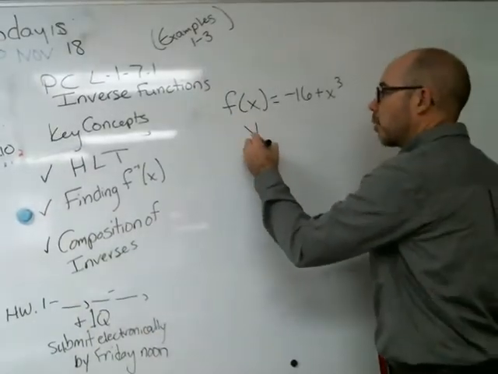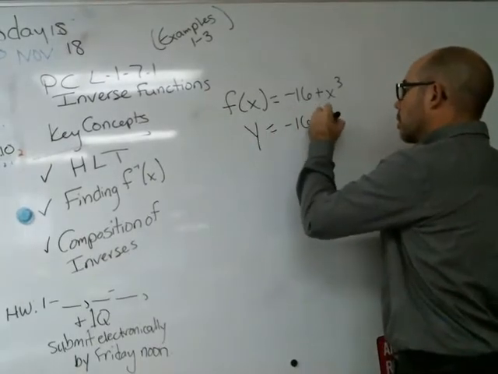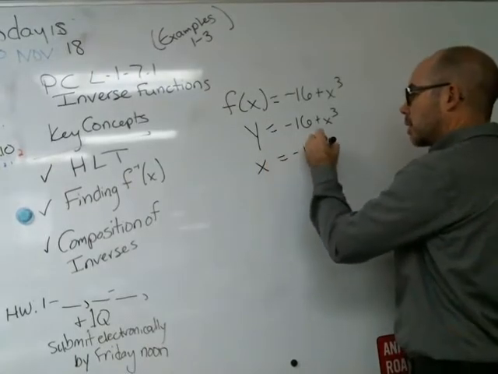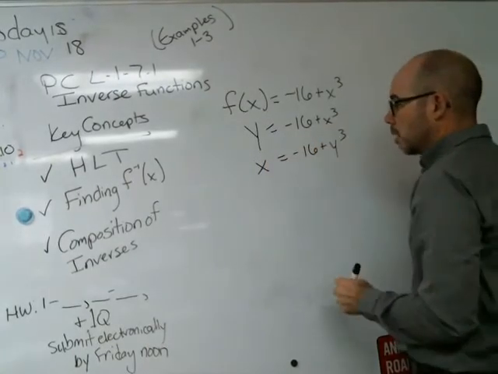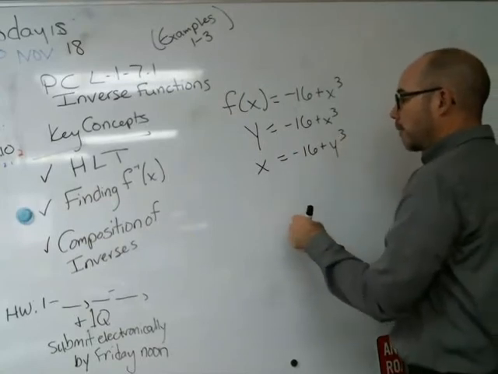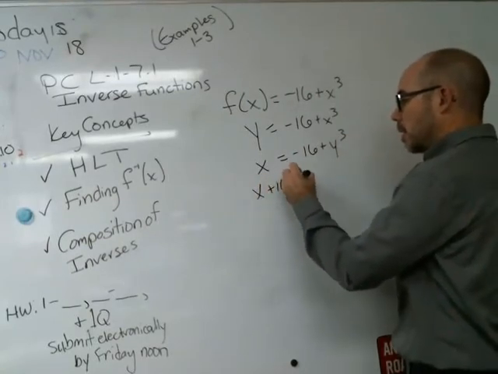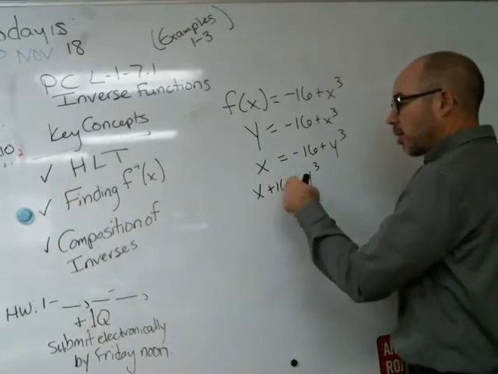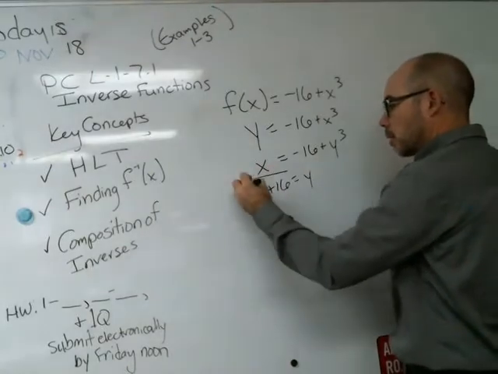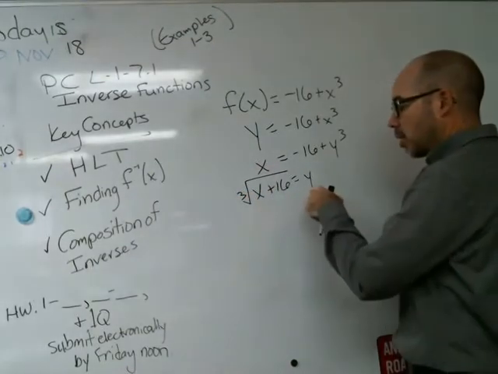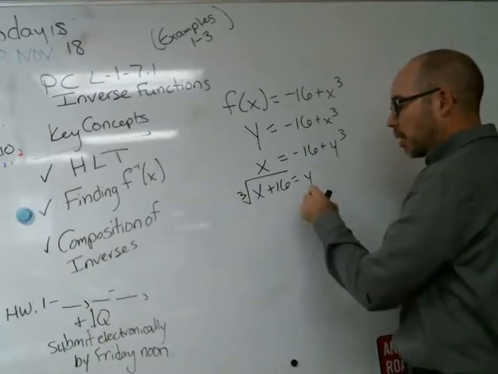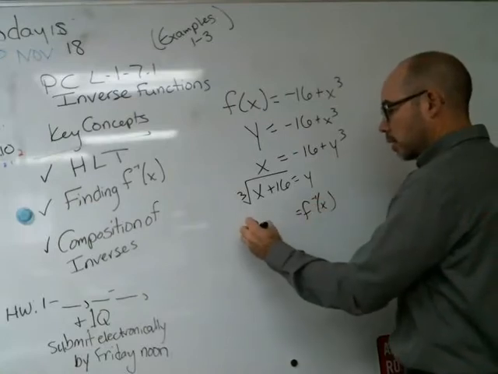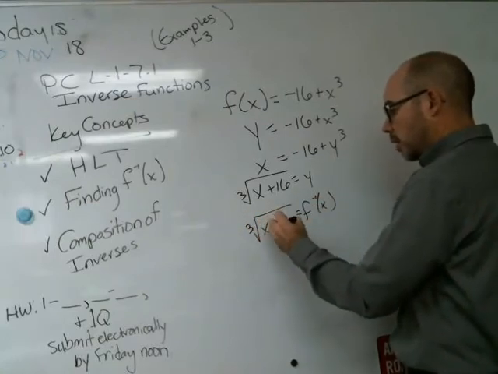We replace f of x with y. We then switch where x and y are located. So x equals negative 16 plus y cubed. We're going to solve for y. So that'd be x plus 16 equals y cubed. We'll finish that off by taking the cubed root of both sides. And then lastly, we're going to replace the y with f to the negative 1 of x. The inverse is the cubed root of x plus 16.